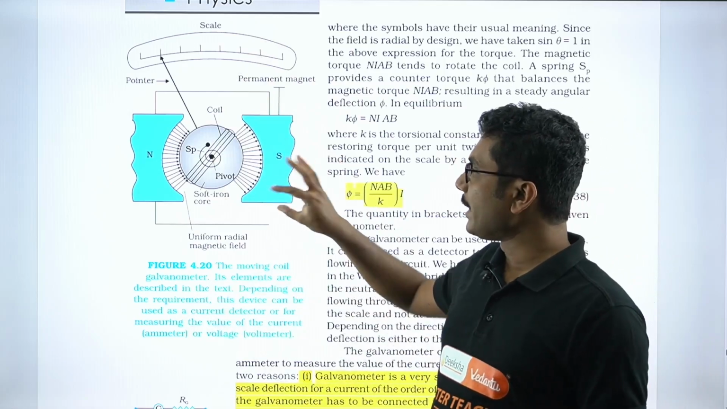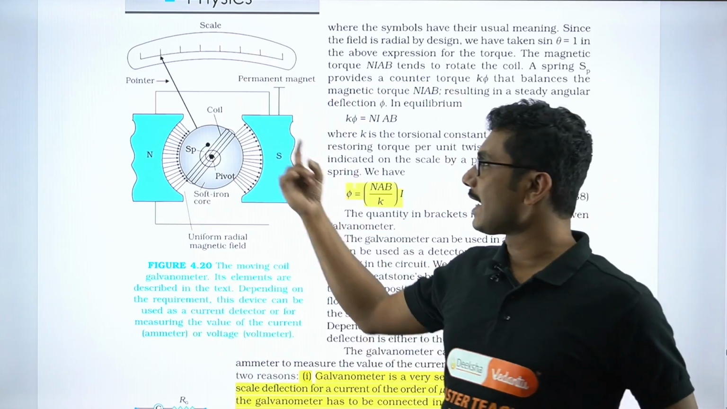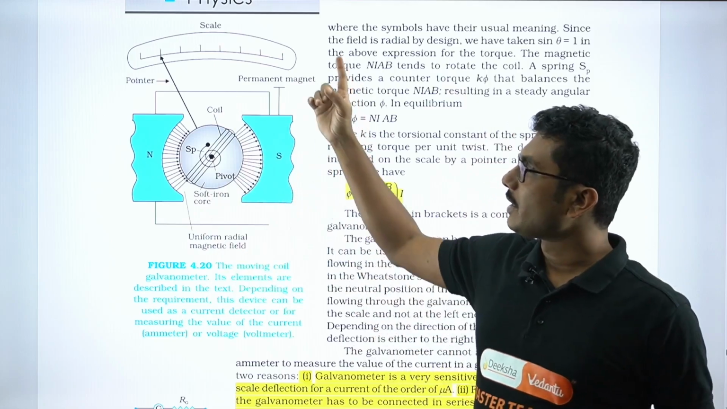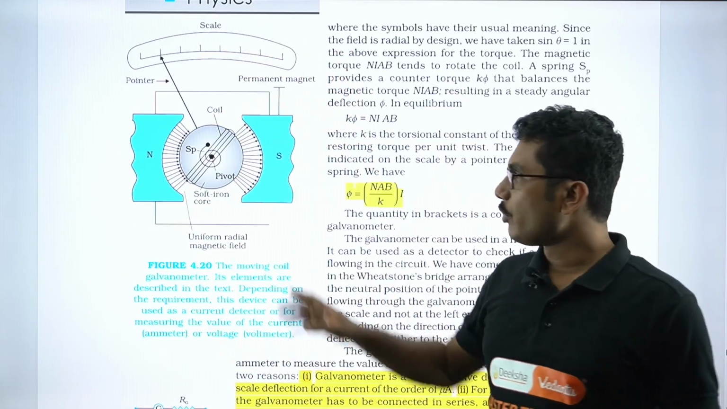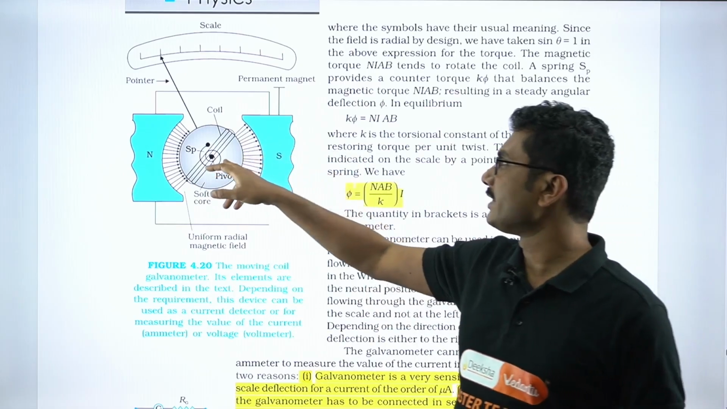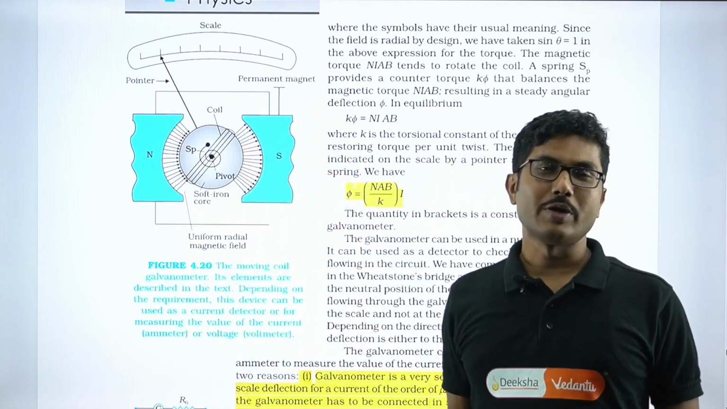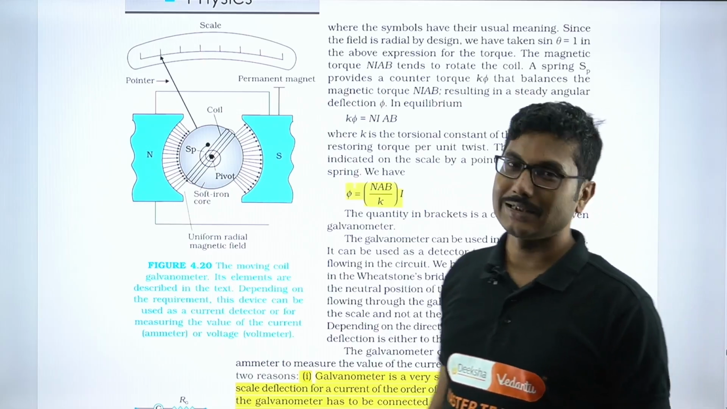Okay, so based on how much current is flowing in that coil, the pointer can detect it and show some value, based on the torque. So this spring is basically balancing the torque to help it to show the current passing through it.